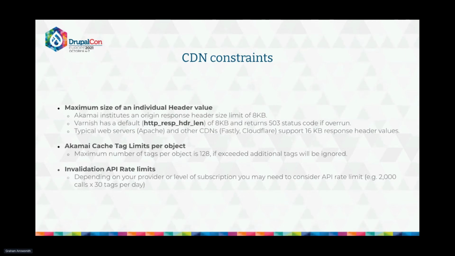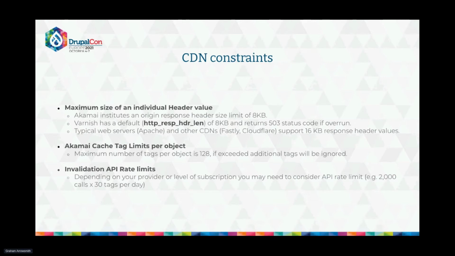The first consideration is that there's a maximum size for an individual header value. Akamai, as one example, institutes a limit of 8K. Varnish has a default of 8K, but can be configured depending on your provider. And web servers typically support up to 16K and potentially more, depending on the configuration. Also, Akamai has a limit per object, and the maximum number of tags you can associate with an object is 128. If you exceed it, the additional tags will be ignored. So that was the first challenge that we needed to deal with.